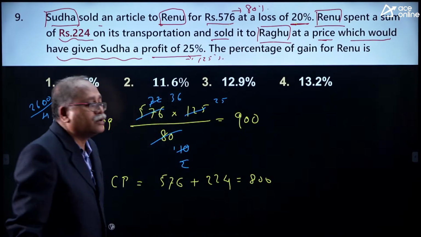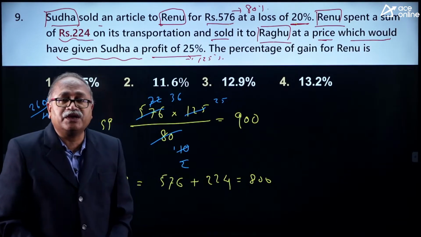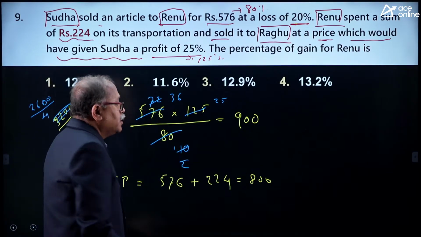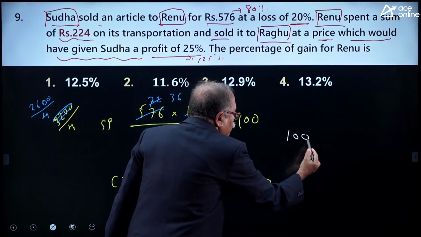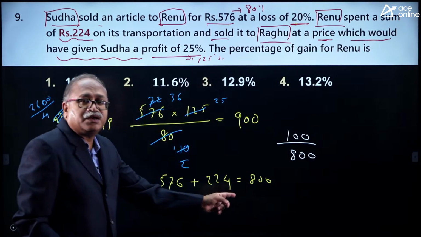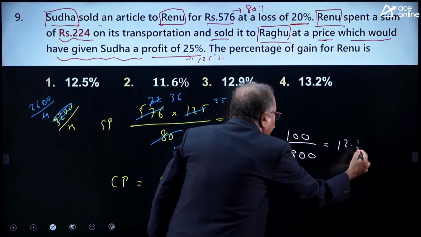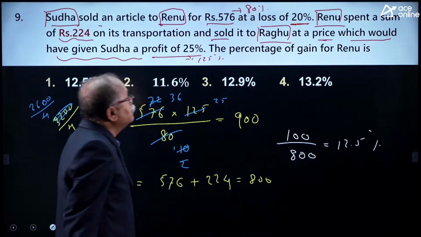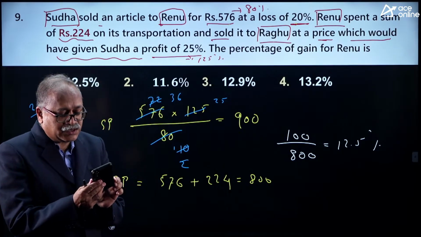So, we got both the value, the cost price and the selling price, so there is a profit of 100 over 800. Cost price is 800, so 1 by 8, which is nothing but 12.5%. Beautifully answered the question, my young friends.